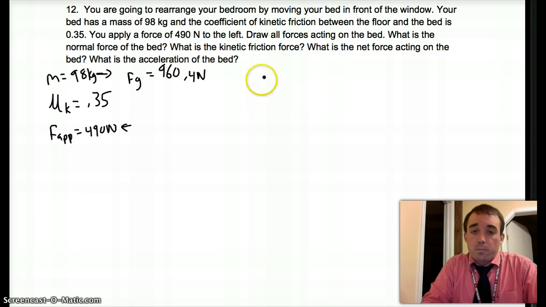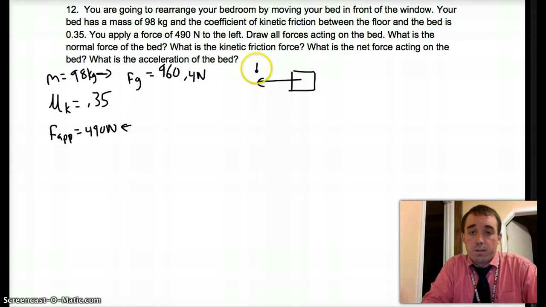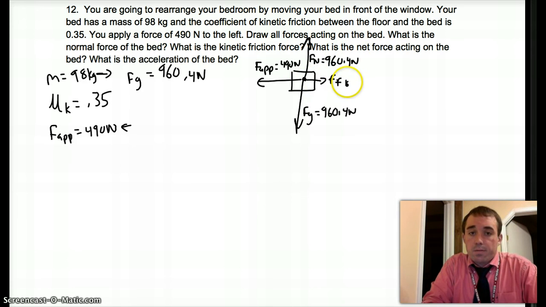Alright, so we have our bed. We're pushing with an applied force, FAPP, of 490 newtons. We have an FG of 960.4 newtons. We have a normal force of 960.4 newtons because there's no other vertical. And we have a force of kinetic friction on the bed.